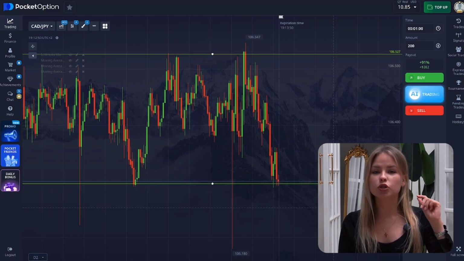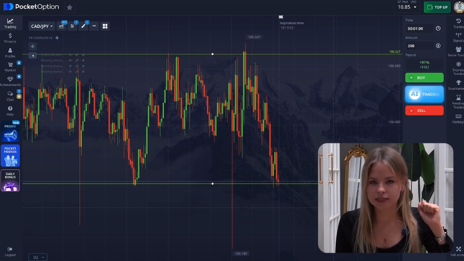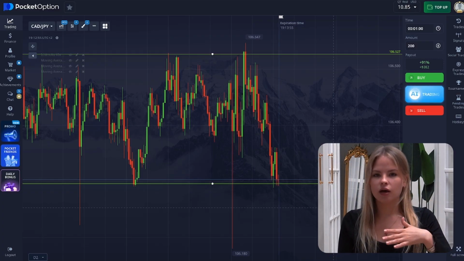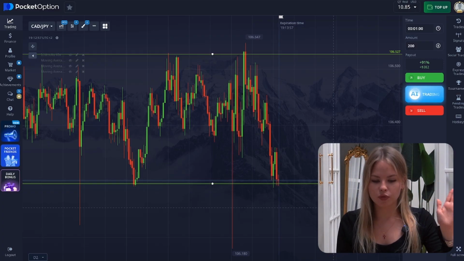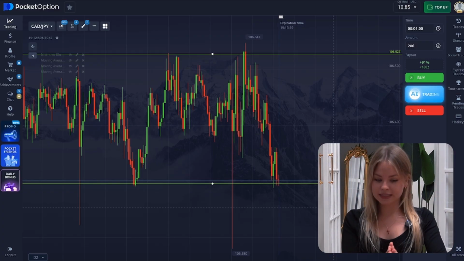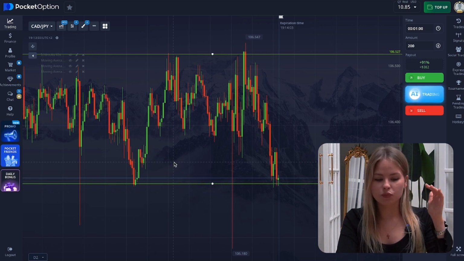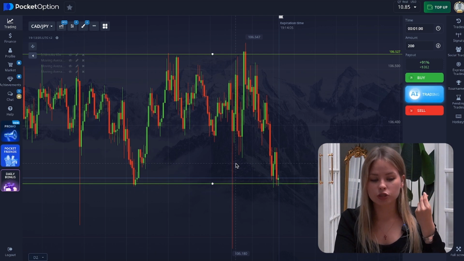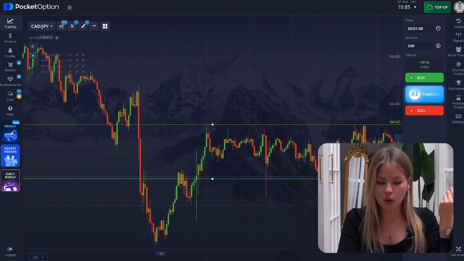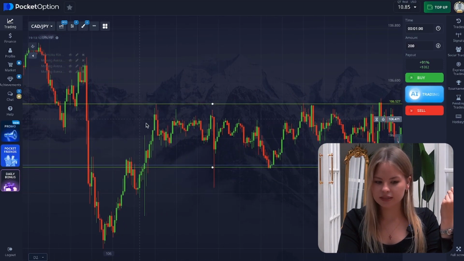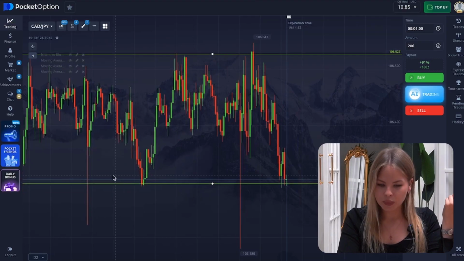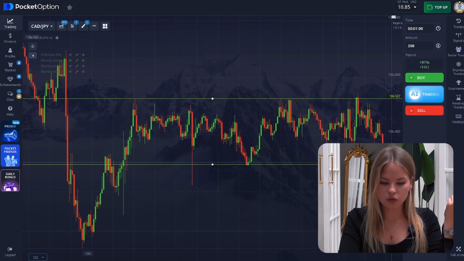And the last level you should draw on your chart is the trend line, to detect the trend, the direction of the market. And as you can see, we have a consolidation here. So we see that the price is stuck between our two levels, so the levels are quite strong. Or you see here just long sideways moves for a really long time.